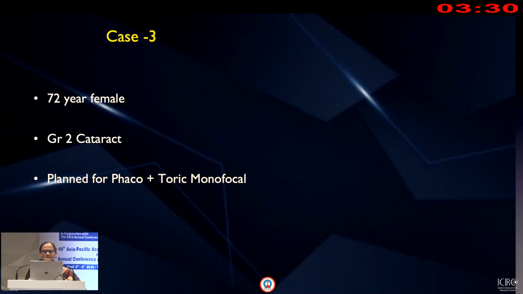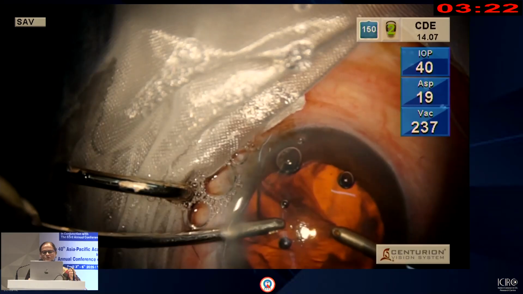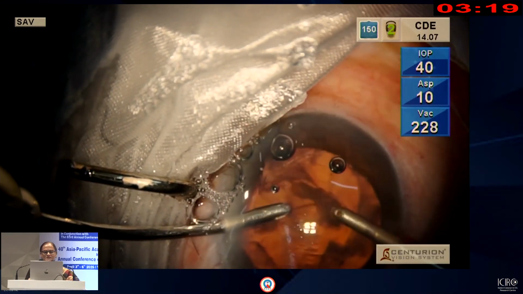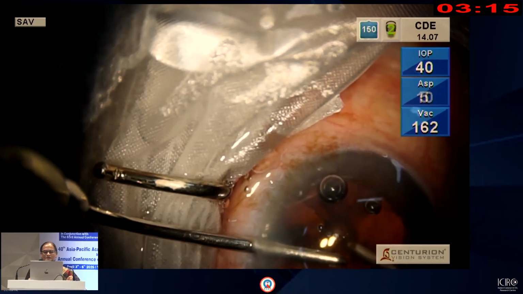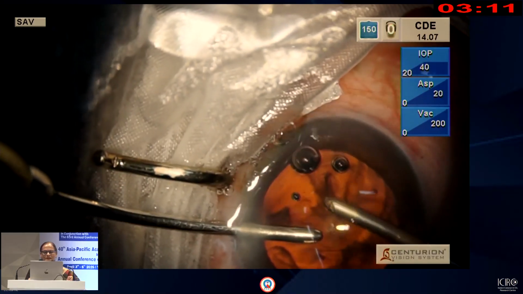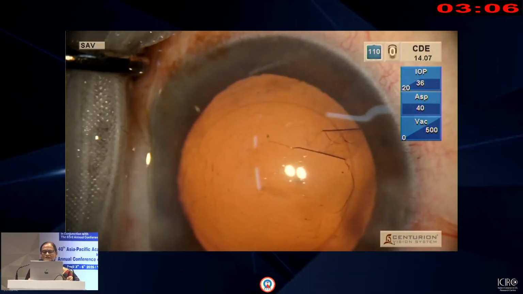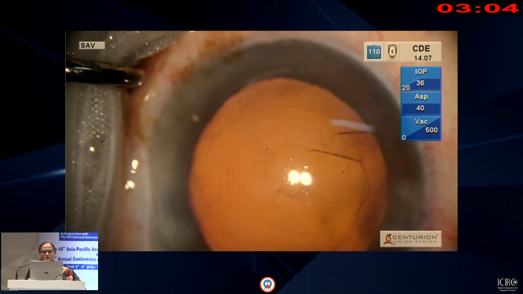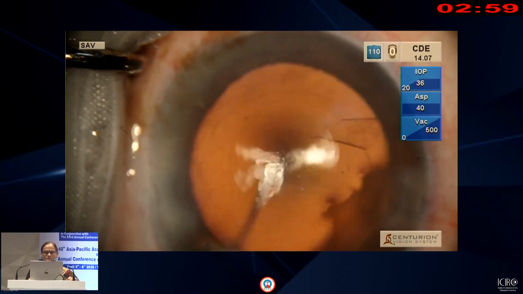The third case is a 72-year-old with a grade 2 cataract and planned for a phaco with a toric monofocal lens. Again, the phaco went well, but the surgeon is struggling a bit with the IA. And the patient's eye is moving, so it's away from the field. The focus is not very clear. And at the end of the IA, we notice there's a huge detachment there, if you can see. And again, it is folded on itself.